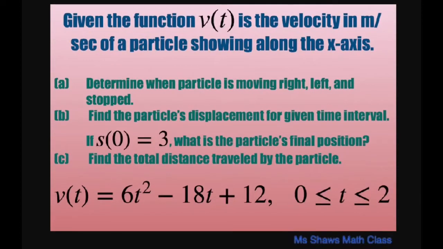Everyone, given the function v of t equals 6t squared minus 18t plus 12 is the velocity in meters per second of a particle moving along the x-axis. We're going to determine when the particle is moving right, left, and stopped, and find the particle's displacement for the time interval 0 to 2, and also find the particle's final position when s of 0 equals 3, and find the total distance traveled by the particle.